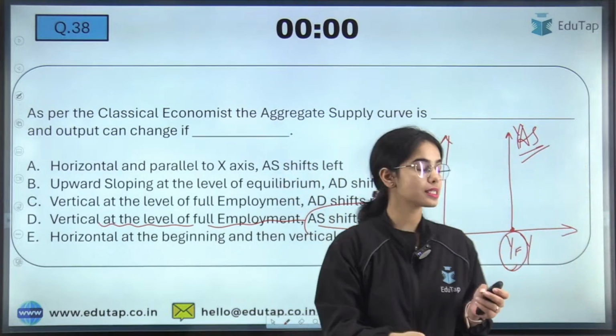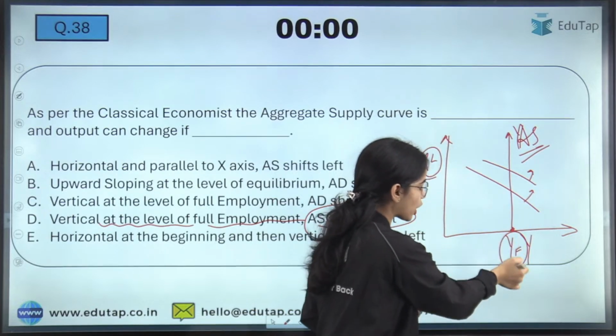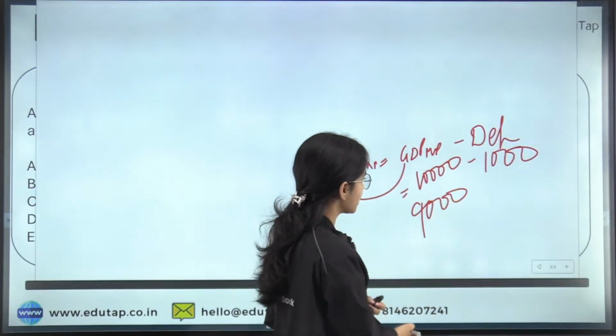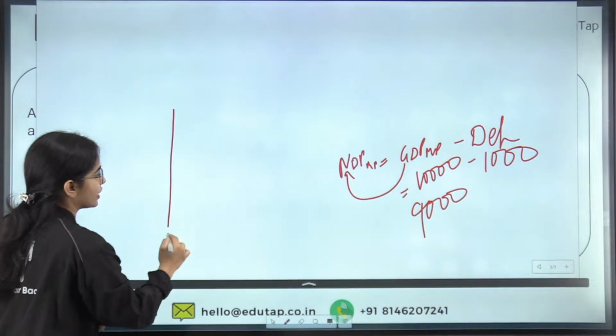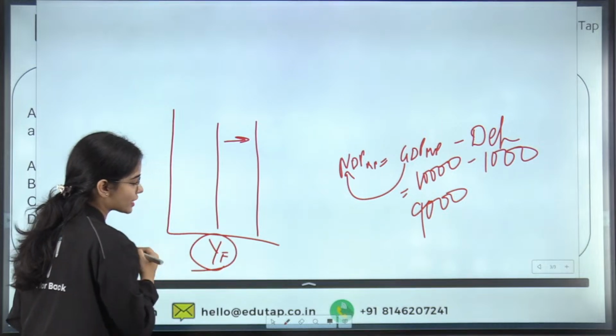Let's say this is aggregate demand. If aggregate demand is changing, the output will not change. Output can only change when the aggregate supply is increasing. Now here the output was at full employment.